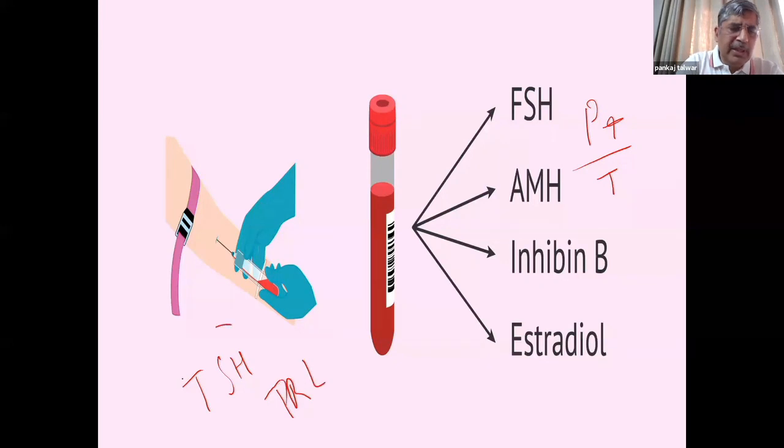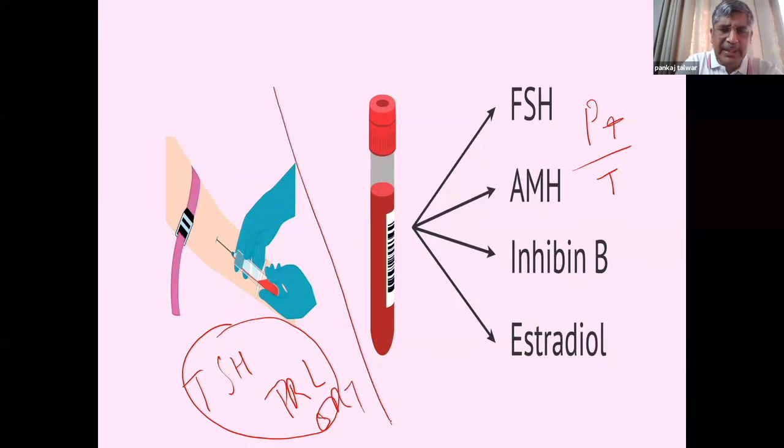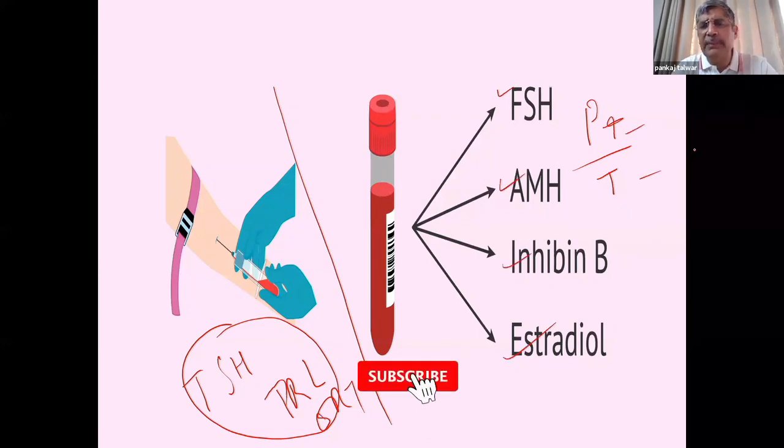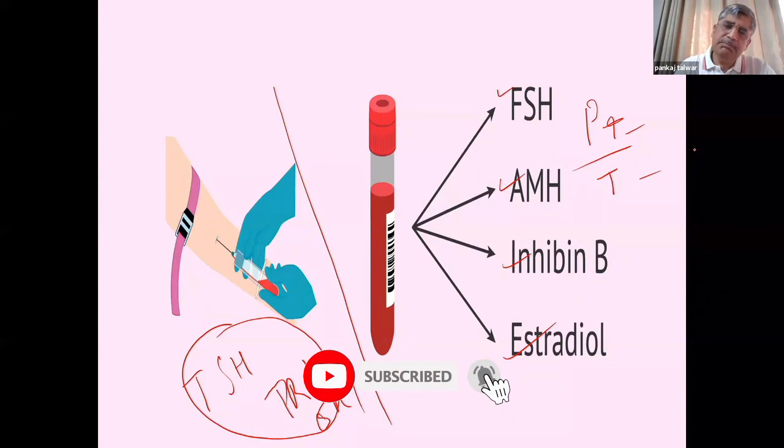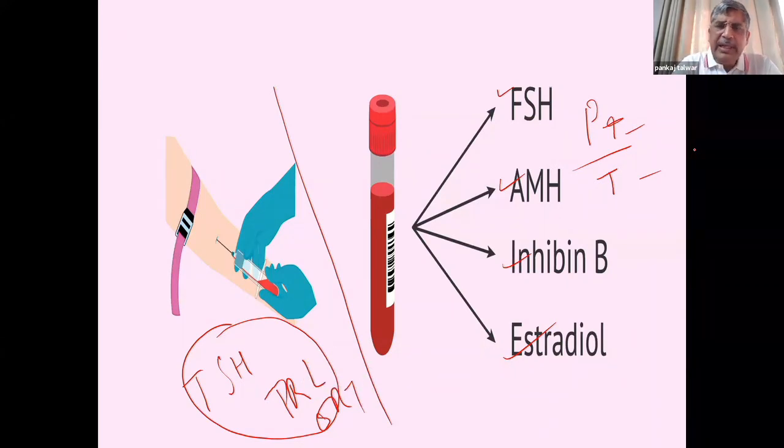This is PRL. It is not part of the ovarian reserve testing, but we do add these tests. Primarily, we are dealing with FSH, AMH, Inhibin B, estradiol, P4, and T. In anybody's reports I see, they have ordered all these tests, and along with this, they also order a test called AFC.